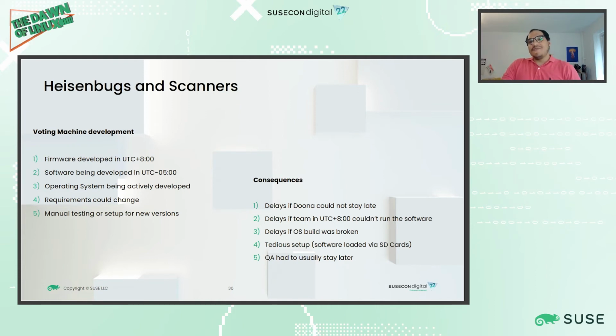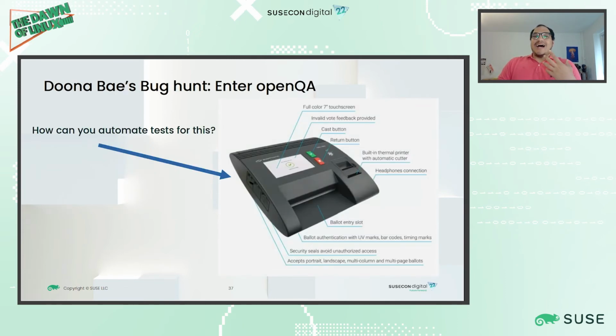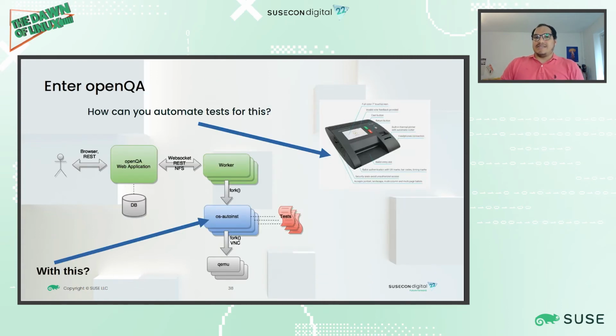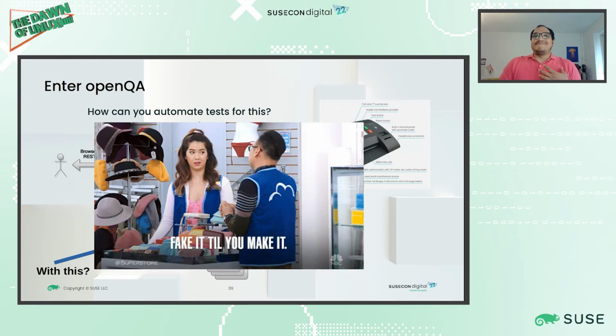And the setup was kind of tedious, so we needed to put the software into an SD card and load it into the machine. Usually QA was the last piece of the Lego to come together, so we were usually notified super late that there is a new version. At times I was up at 3 a.m. just waiting for a build, overworked. And then the question is, how do you automate tests for something like this? In reality, you just fake it until you make it.